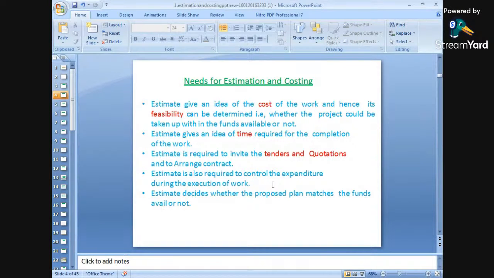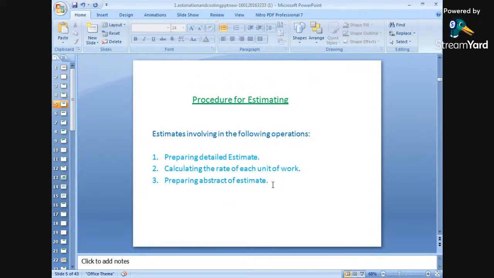Okay. Next is how to find out the procedure for estimations, how it can be calculated. So estimates involve the following operations. That means in what manner we can find out the cost of any structures. So what is the procedure for that? The procedure is again very important. We have to find out the cost of any structure by a particular procedure that is to be followed.